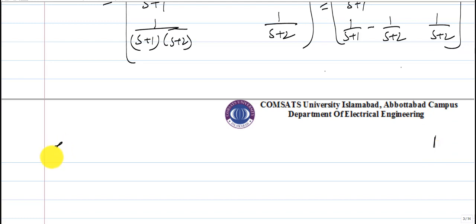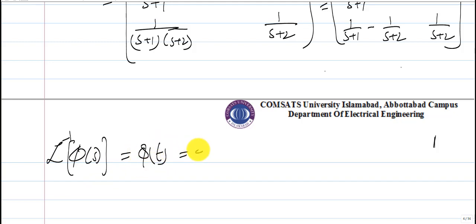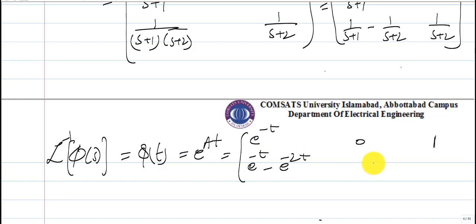Now we will take the inverse Laplace transform of this matrix. So the inverse Laplace transform of phi of s will be phi of t, that will be e raised to the power A t. If we take the inverse Laplace transform of this matrix, that will be e raised to power minus t, 0, e raised to power minus t minus e raised to power minus 2t, and e raised to power minus 2t. Okay. So we have now this state transition matrix, and then it says to find the transfer function.